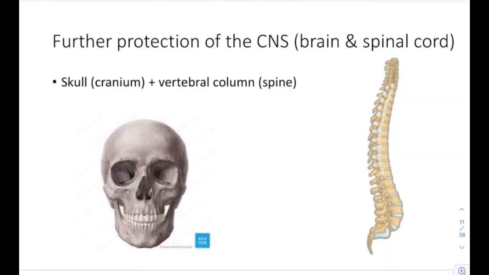Okay, so further protection of the CNS, the brain and the spinal cord, is provided by the skull and the vertebral column of the spine.